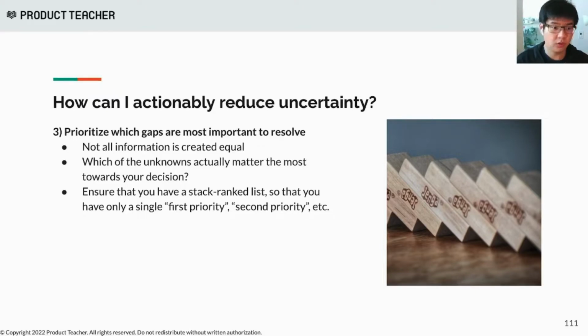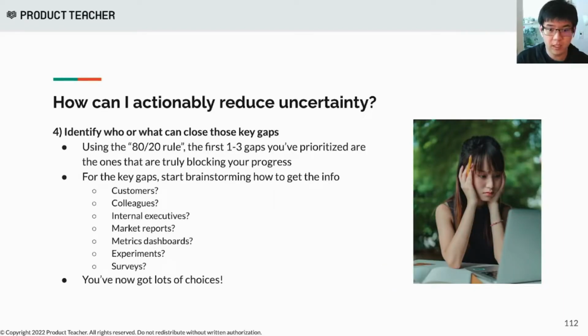So as you're looking at the key pieces of information that you're missing, make sure that you've stack ranked the list. That is, you have one piece of information that is your first priority, one piece of information that's your second priority, etc. You don't want to have multiple things be the first priority, because then that's really confusing for you and for everyone else. So make sure that you've only got one first priority, one second priority, one third priority in terms of the gaps that you need to go and resolve. Great. So now we've got the core one to three gaps that we need to go knock out. These are the things that are truly blocking us from being able to make a decision in the first place.